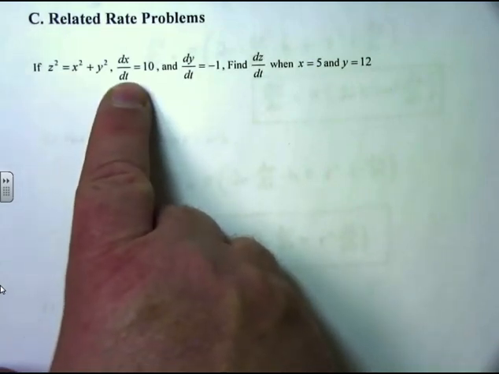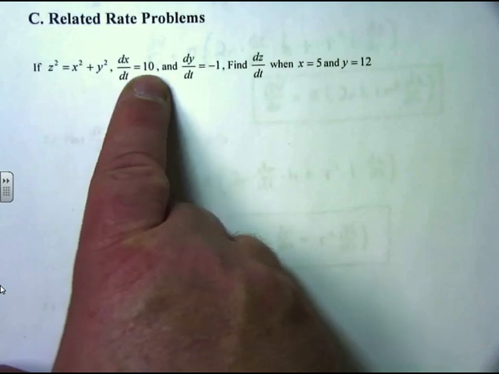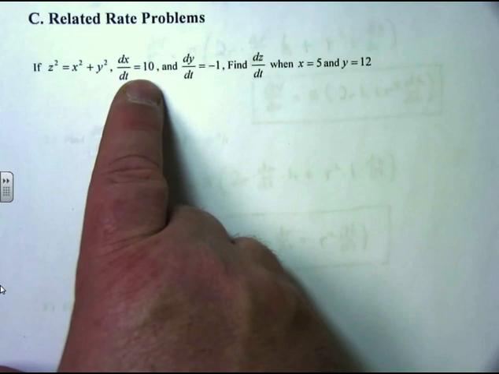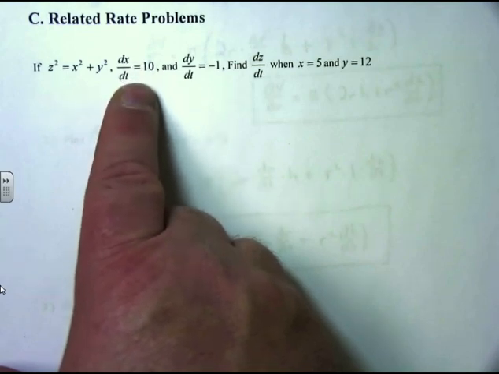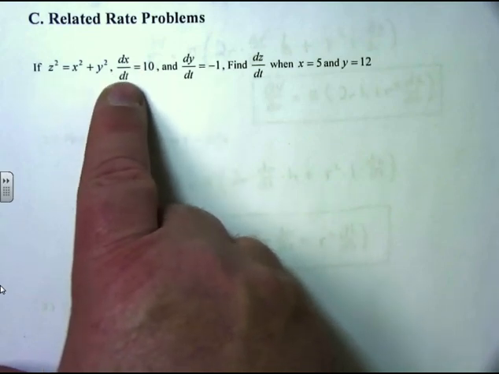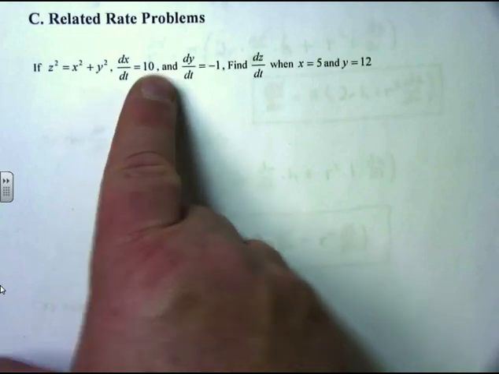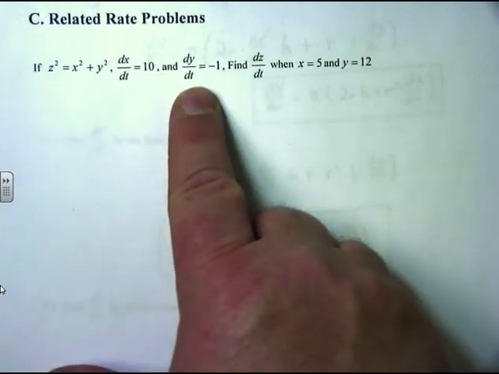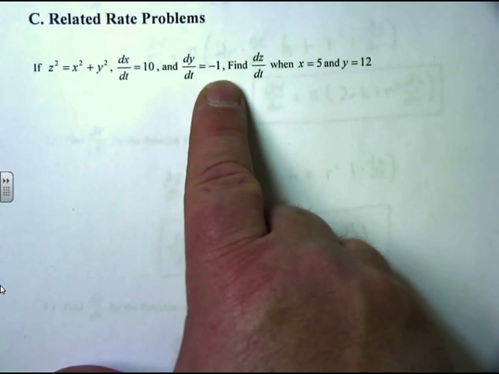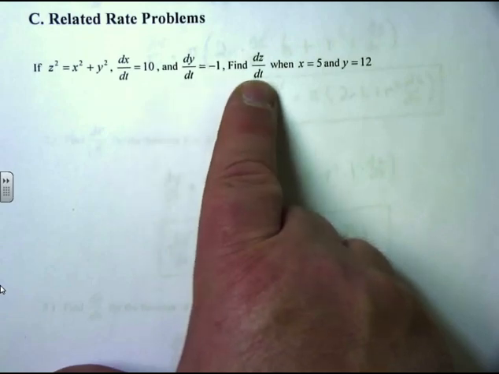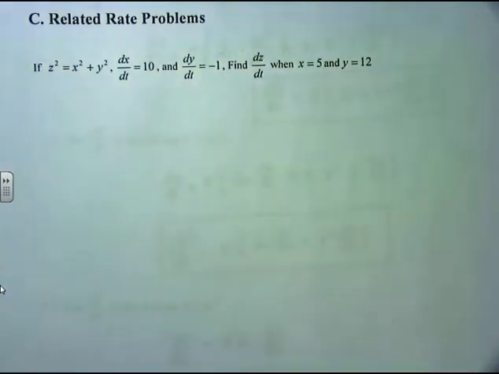The rate of change of x with respect to time was 10 inches per second or something like that. I don't know, I could give you some units. Per is a key word that's going to be a rate. But the rate of change of x with respect to time is 10. The rate of change of y with respect to time was -1. And we need to calculate the rate of change of z with respect to time when x equals 5 and y equals 12.